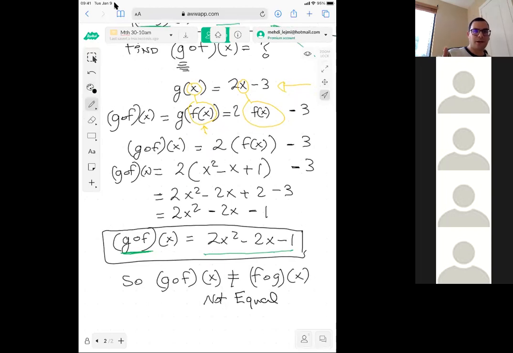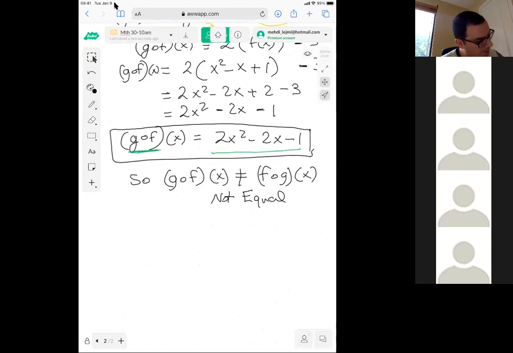So the order of the functions is really important, right? Is there any question, guys? Otherwise, we can move to an exercise where we have to compute a composition of two functions. So here's an exercise.